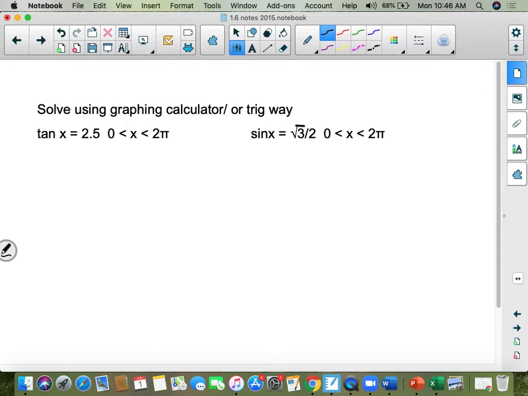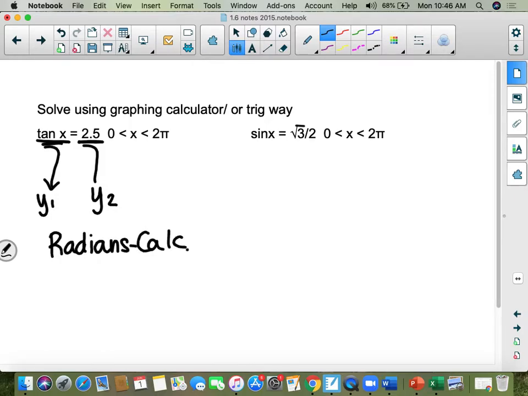Okay, solving using your graphing calculator one more time. Tangent of x is equal to 2.5. You're trying to come up with where your tangent of x is equal to 2.5. I'm going to go back and use my y1 button and my y2 button. Make sure your calculator is in radians when you're dealing with calculus, though. I told you calculus usually works in radians.